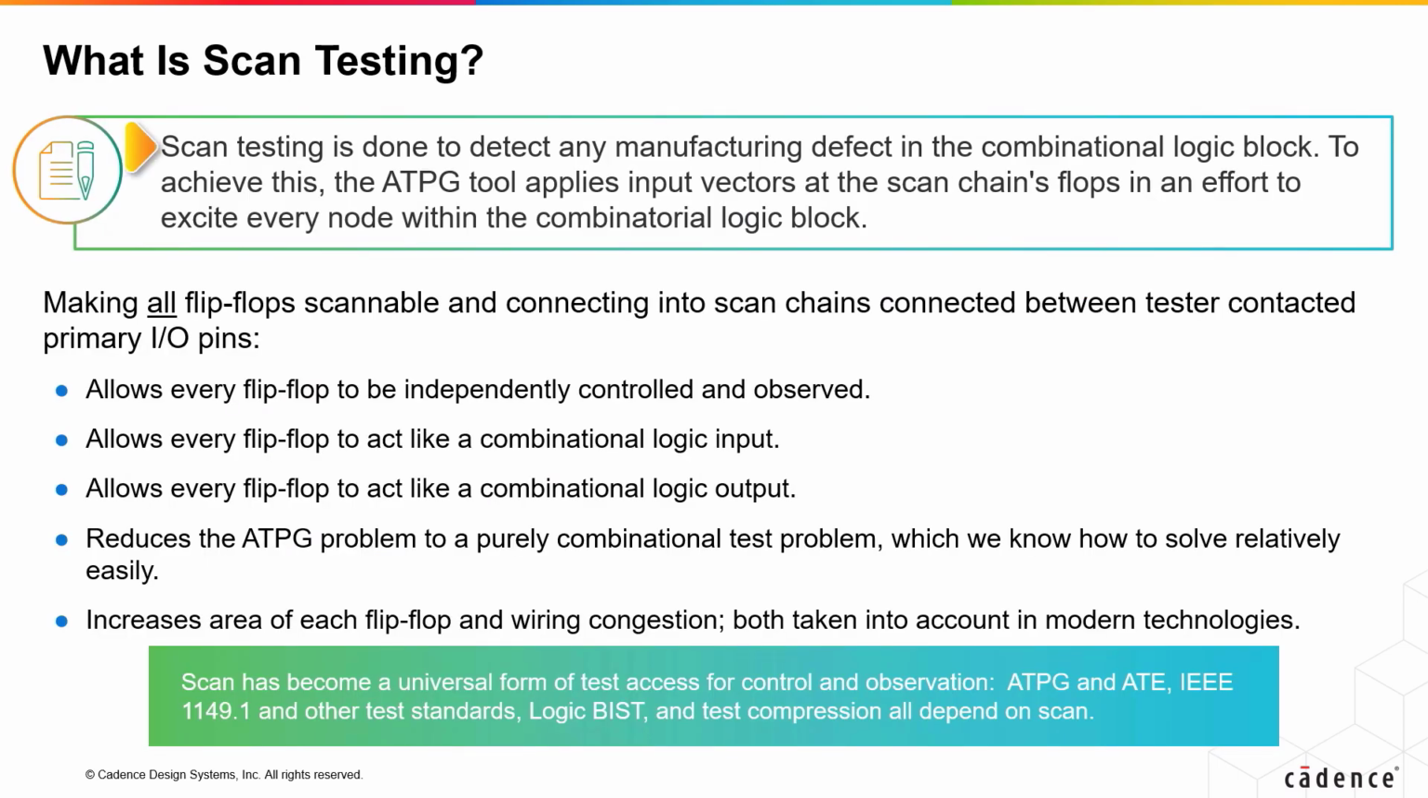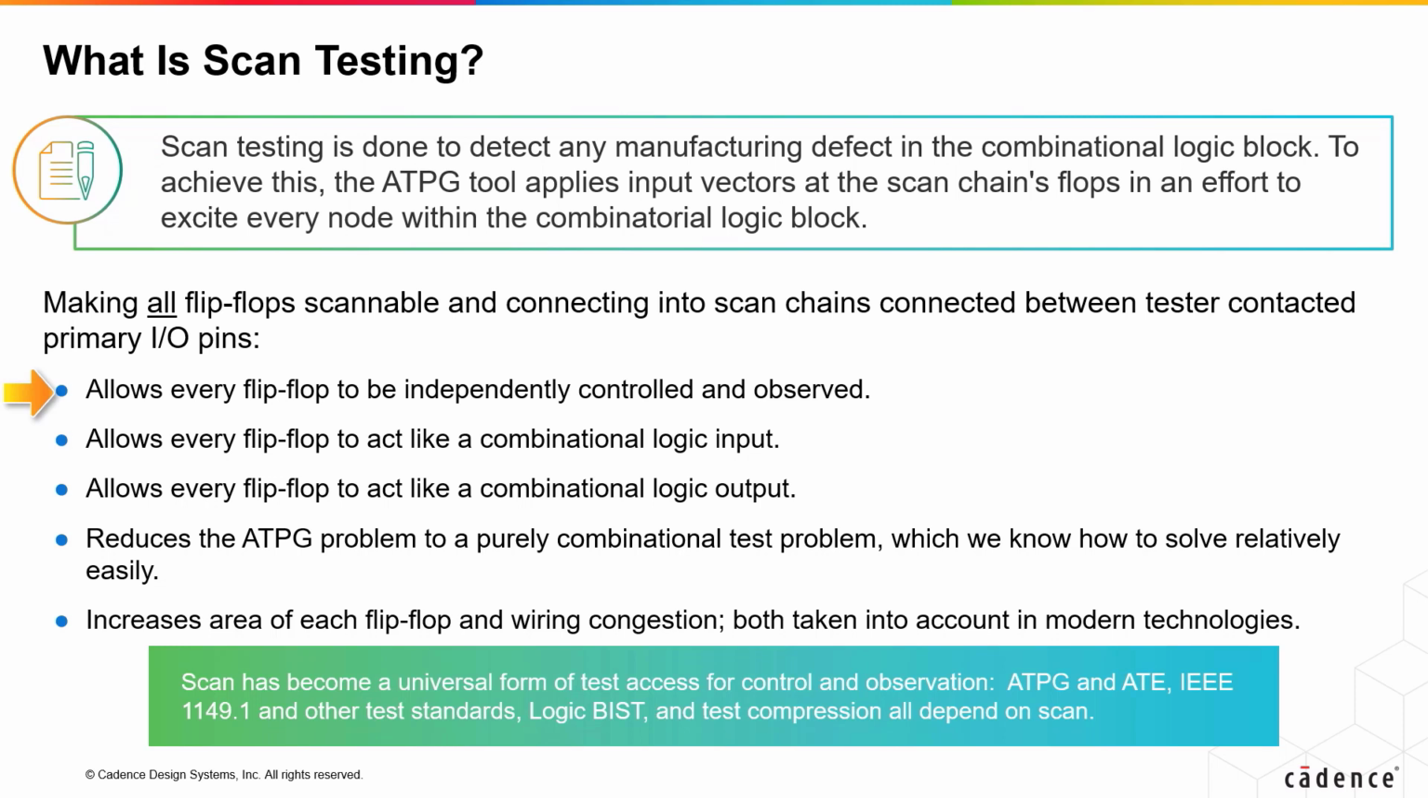Scan testing is done to detect any manufacturing defect in the combinational logic block. In order to achieve this, the ATPG tool applies input vectors at the scan chain's flops in an effort to excite each and every node within the combinatorial logic block. The way to eliminate the sequential nature of the circuit is something called scan test.